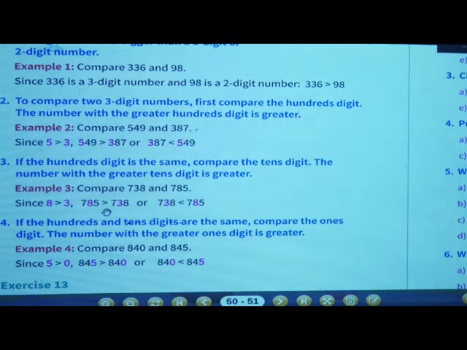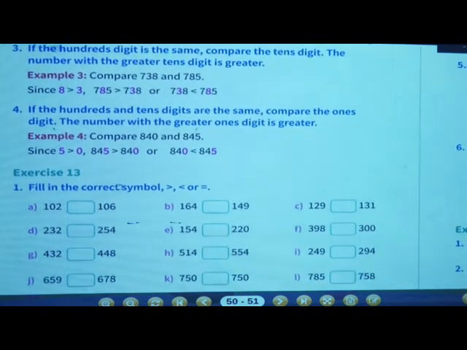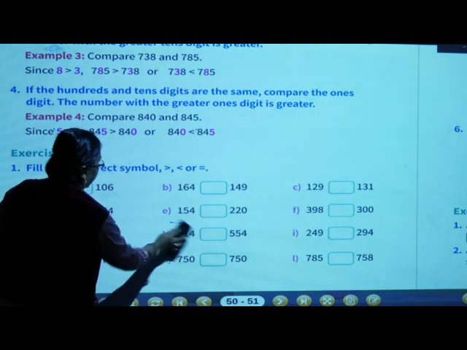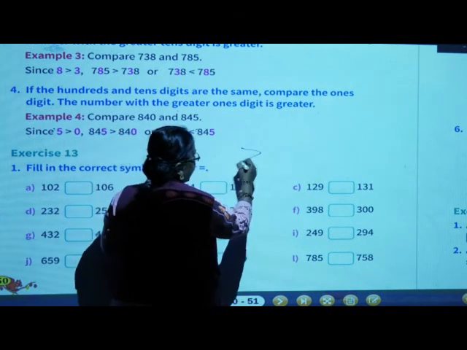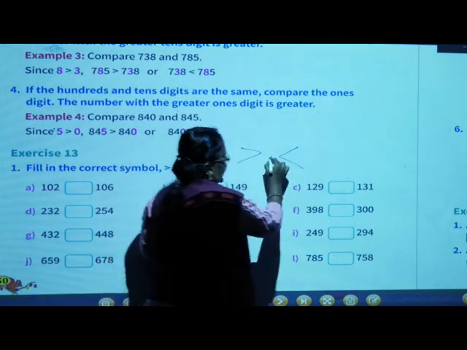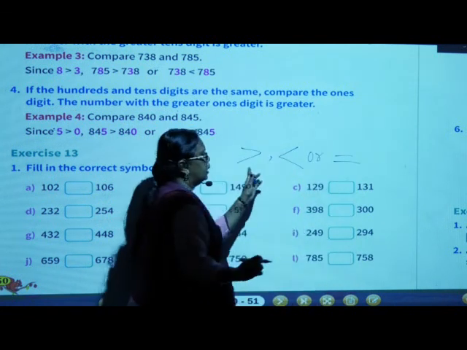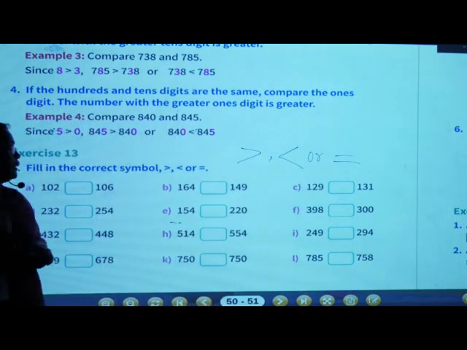So now we shall solve exercise 13. Here you can see: fill in the correct symbol. These are the symbols: this is greater, this is smaller, or equal. Using these symbols, you want to solve the exercise.